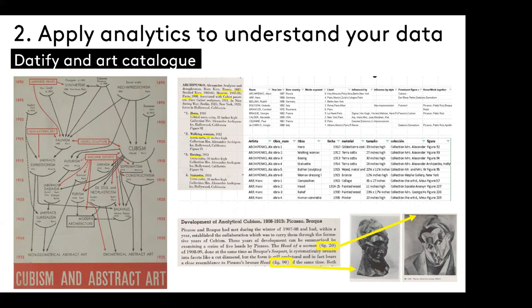Another way in which we can apply analytics to understand our data is this little game that we did of datifying an art catalog. Last year, we had an exhibition at the Foundation on art genealogies, and it was based on this art catalog by the first director of the MoMA Museum. In this catalog, you can see that it has a bit of a structure of how cubism and abstract art came to be, and all the influences. So in itself, it seemed like a data set, but not formatted or organized in the way in which you can then reuse it.